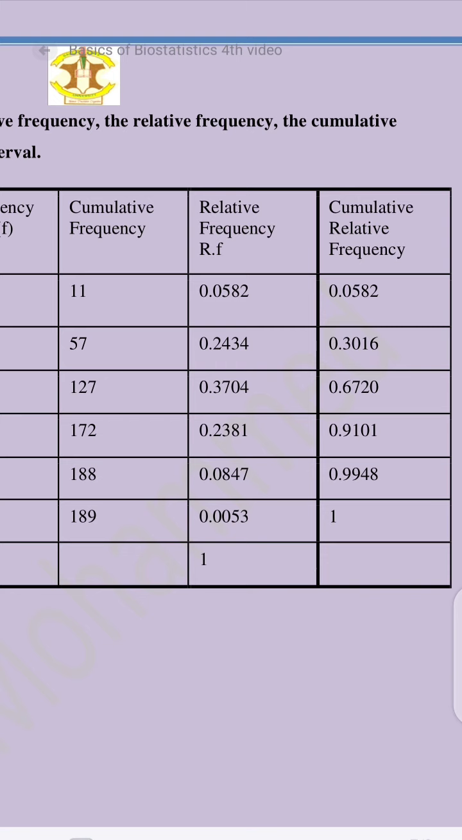Now, how you know whether you are right or wrong is if you add your relative frequencies all together, it is going to give you 1, and your last cumulative relative frequency is also going to give you 1.